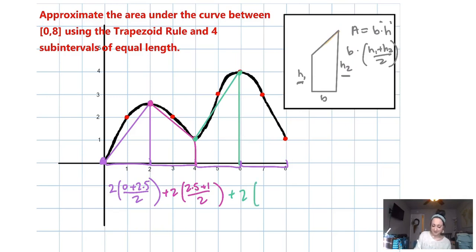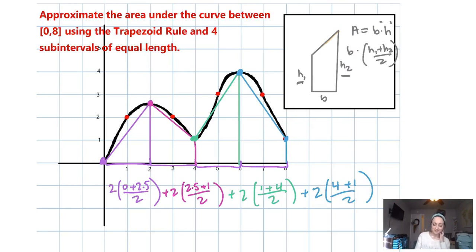The height is the average of your y values. So here your y value is 1, here your y value is 4. So 1 plus 4 over 2. All right, and then the last one, connect your left y value to your right y value, drop down. So I'm going to have an area, base is 2, height is the average of 4 and 1.